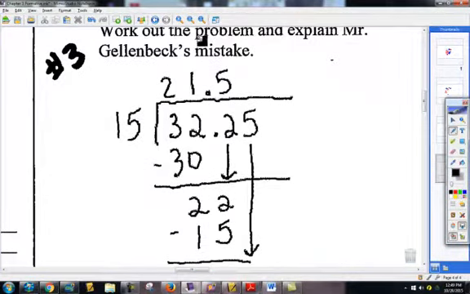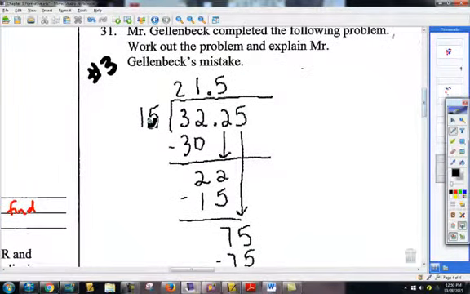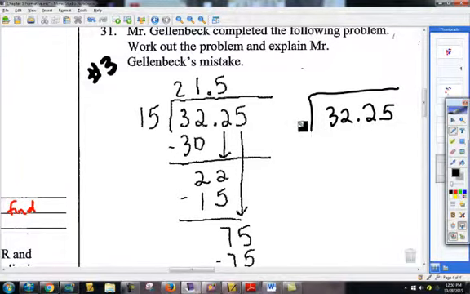All right, Mr. Gellenbeck did this math problem, okay, and he made a mistake. So you just have to go through and find his mistake. So, what is his mistake? What is it right away? Abhi, go. When he multiplied 15 times 2, 15 times 2 does not equal 3. The issue is he's got it in the wrong spot. Everything needs to be shifted this way, right? You guys see that? The numbers are all good, but this is why we've got to have this placeholder here.